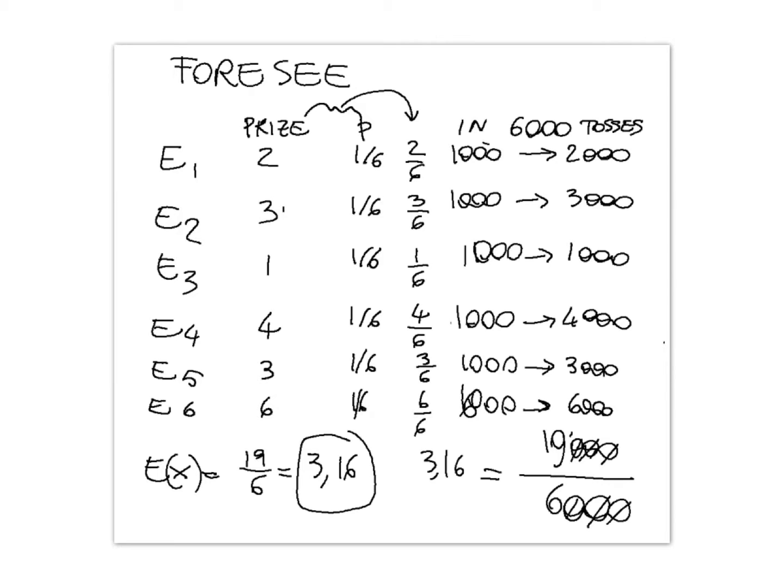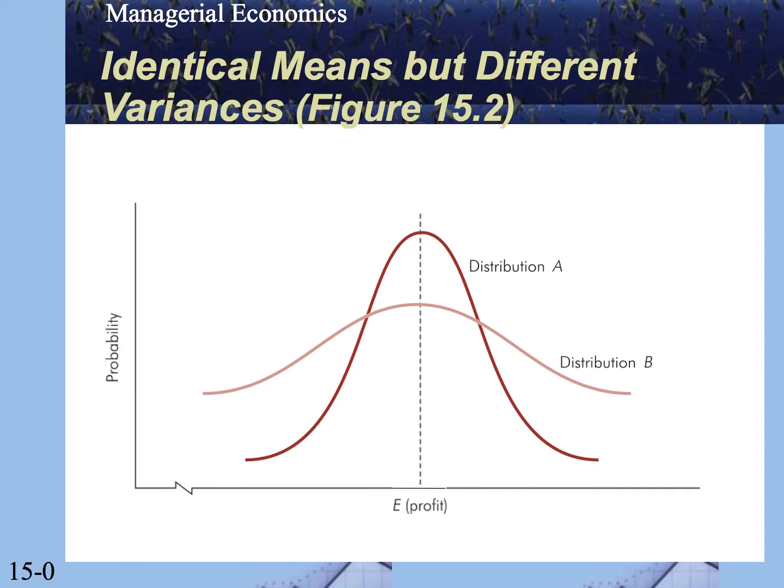You could do the same with 6,000 choices, and for the first case you could obtain 2,000 euros, and for the second 3,000, and so on. You have to sum all these results, and then you divide by 6,000 that are the total of choices, and you obtain the same result as for the 6 times.